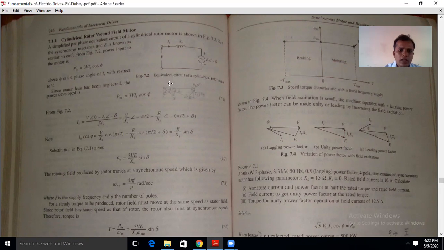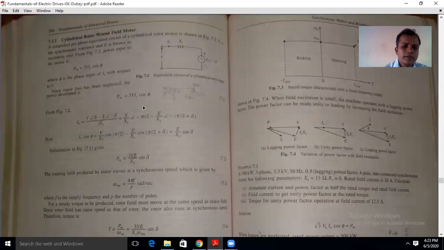I will write the power input to the motor as P in. It is V Is cos phi, where phi is the power factor angle. For three phase, it is 3 V Is cos phi. Since the stator loss has been neglected, P in is equal to P out, because we are neglecting the losses. Hence the power developed is Pm equal to 3 V Is cos phi.